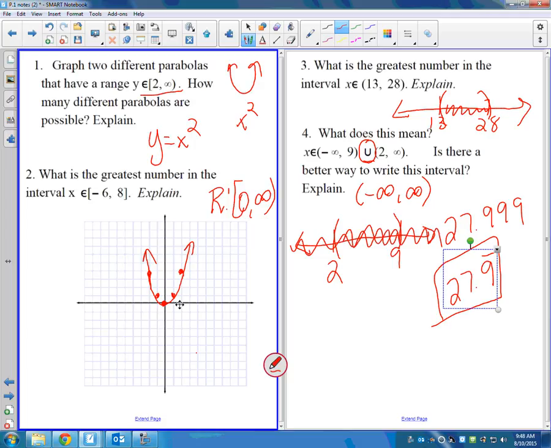Can I graph it? Yeah. You want to graph it? You want me to erase this one? Or just leave it there? It's very touchy. Be prepared.